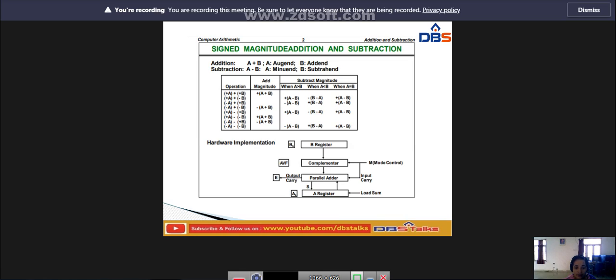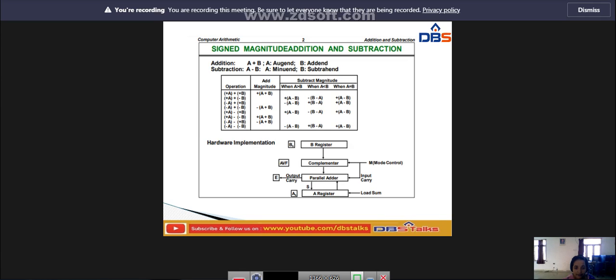Here we have the B register, complementer, parallel adder, and A register. In between we have the complementer and parallel adder. Here we have load sum, A2, and this is B2. What we are performing: output carry, input carry, and mode control. The input carry is taken with the parallel adder, and the parallel adder output is passed to the A register, and here the data load sum will occur.